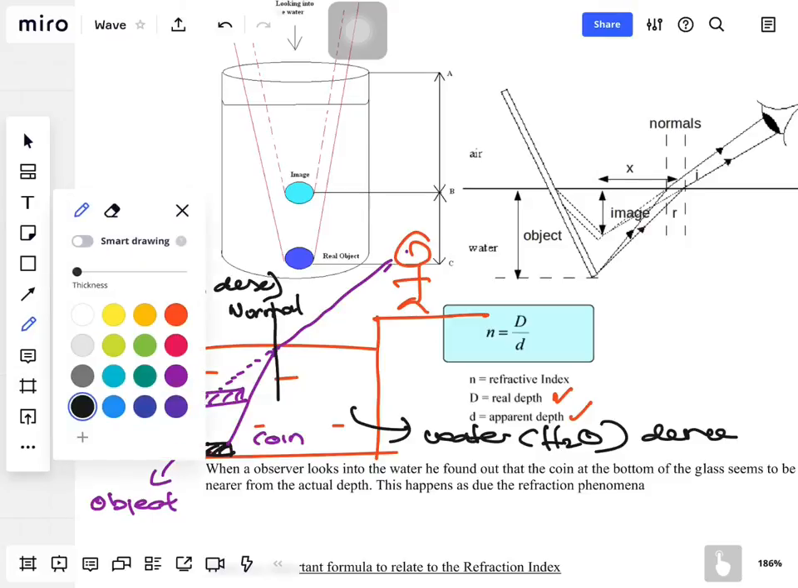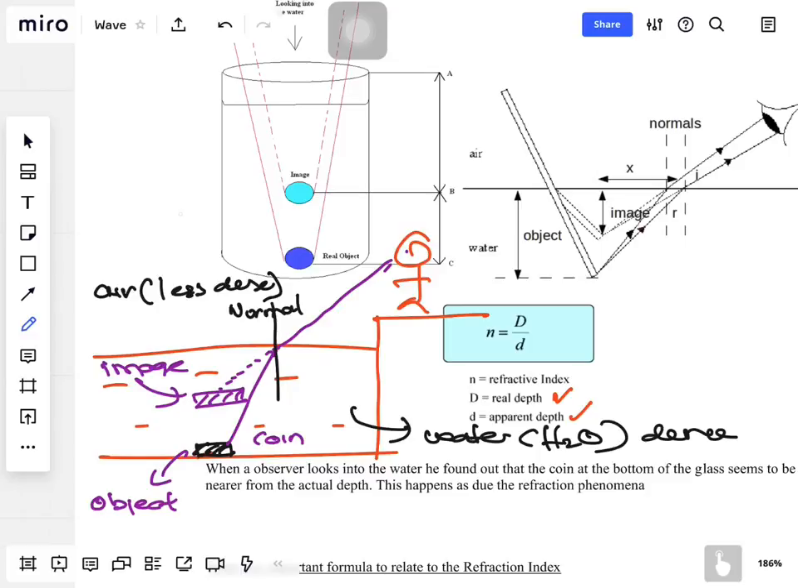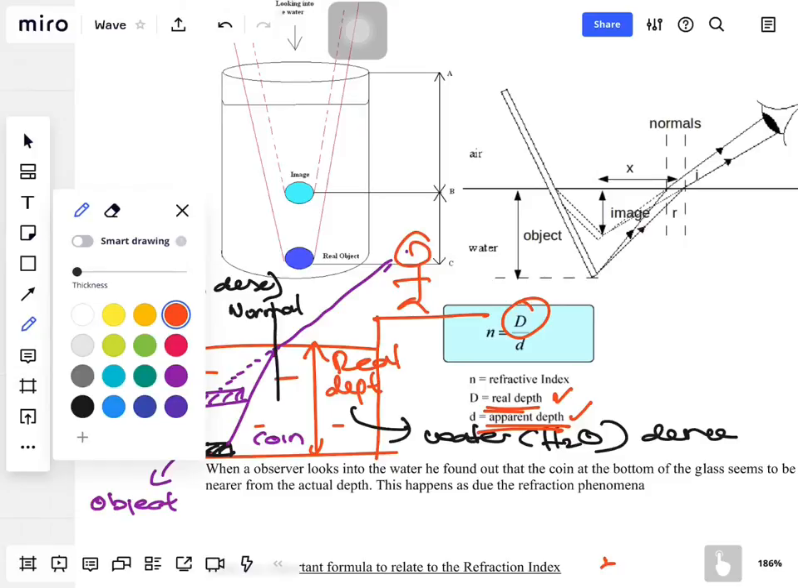Okay, so let me explain to you here. This D represents what we call real depth. That means from here to here, this is called the real depth, right? Apparent depth is what we call a fake depth, the one that is more like an optical illusion.